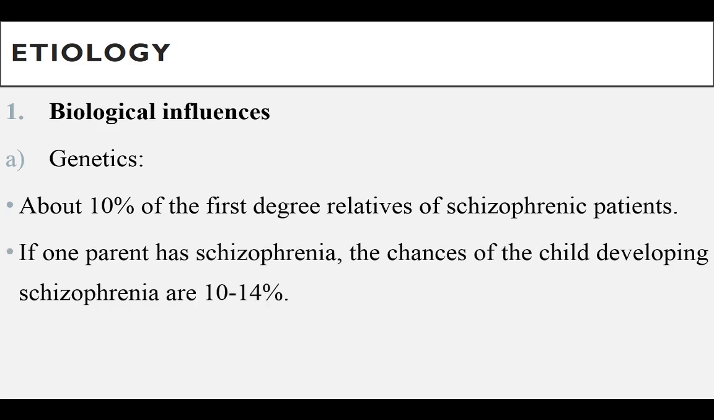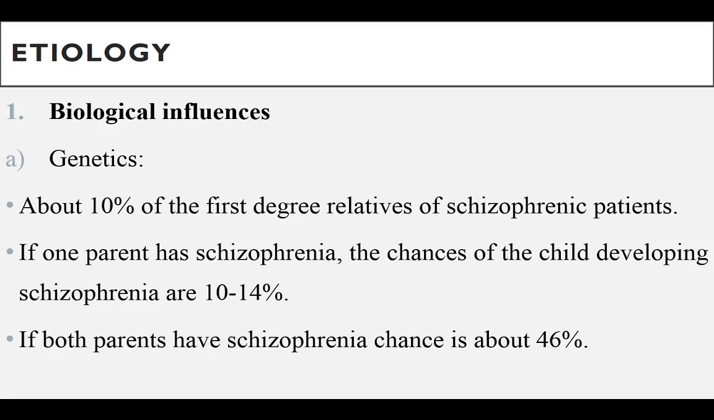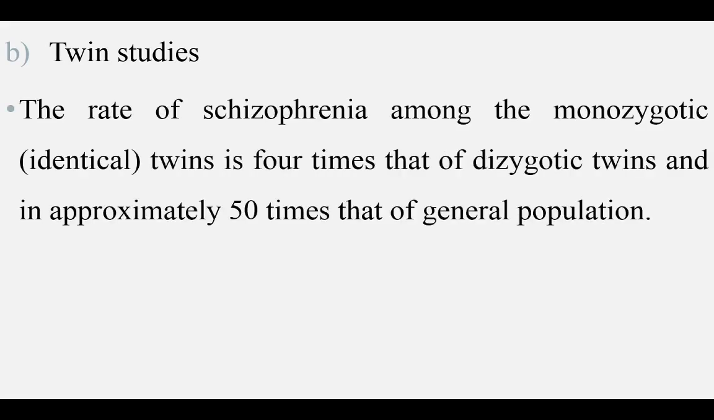Now, if one parent has schizophrenia, the chance of a child developing schizophrenia is 10 to 14%. If both parents have schizophrenia, the chance is about 46%. To understand this genetics, recall your genetics class and how the chromosomes of both parents are inherited. I will not go into detail. Remember this: first degree relative 10 times higher. If only one parent, 10 to 14% chance for a child to develop schizophrenia, but with both parents, the chance is about 46%.